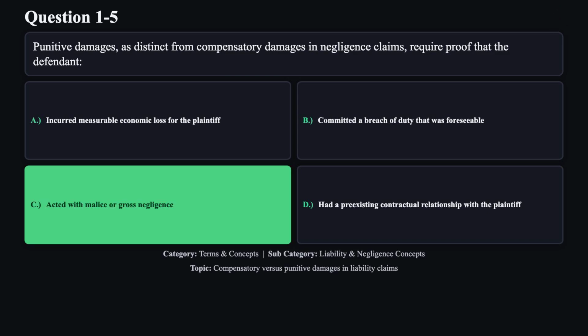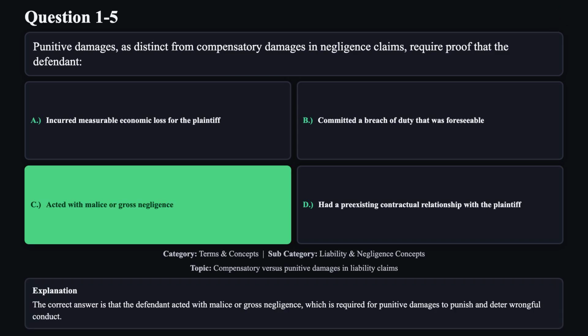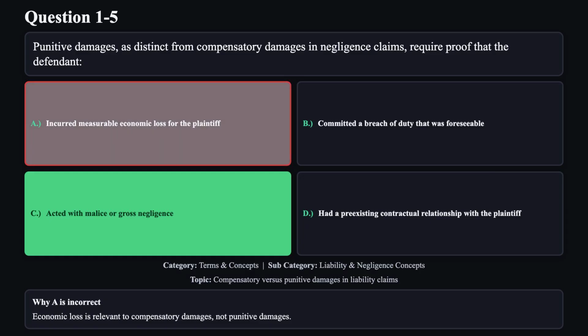The correct answer is C. The correct answer is that the defendant acted with malice or gross negligence, which is required for punitive damages to punish and deter wrongful conduct. Reason A is not correct. Economic loss is relevant to compensatory damages, not punitive damages.